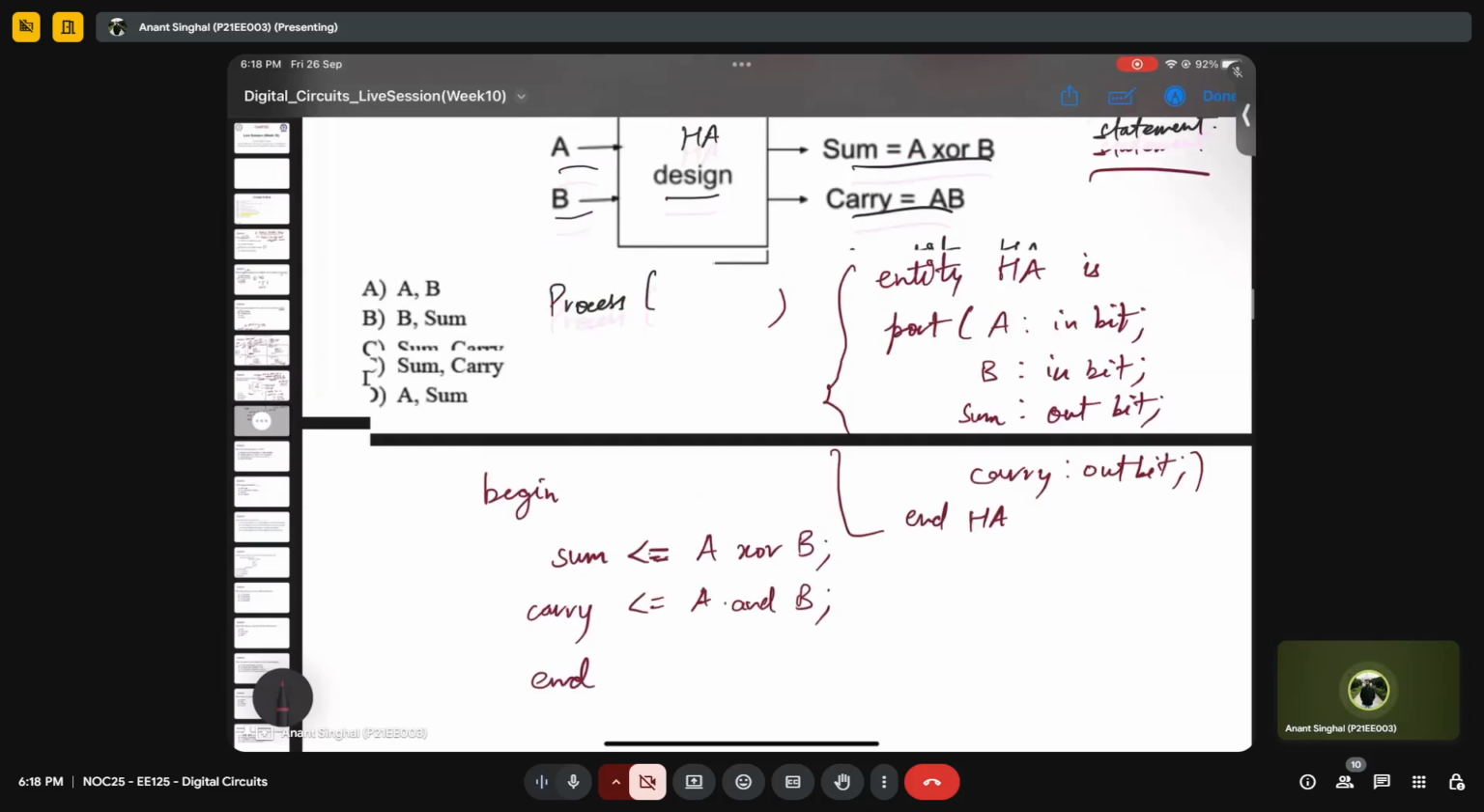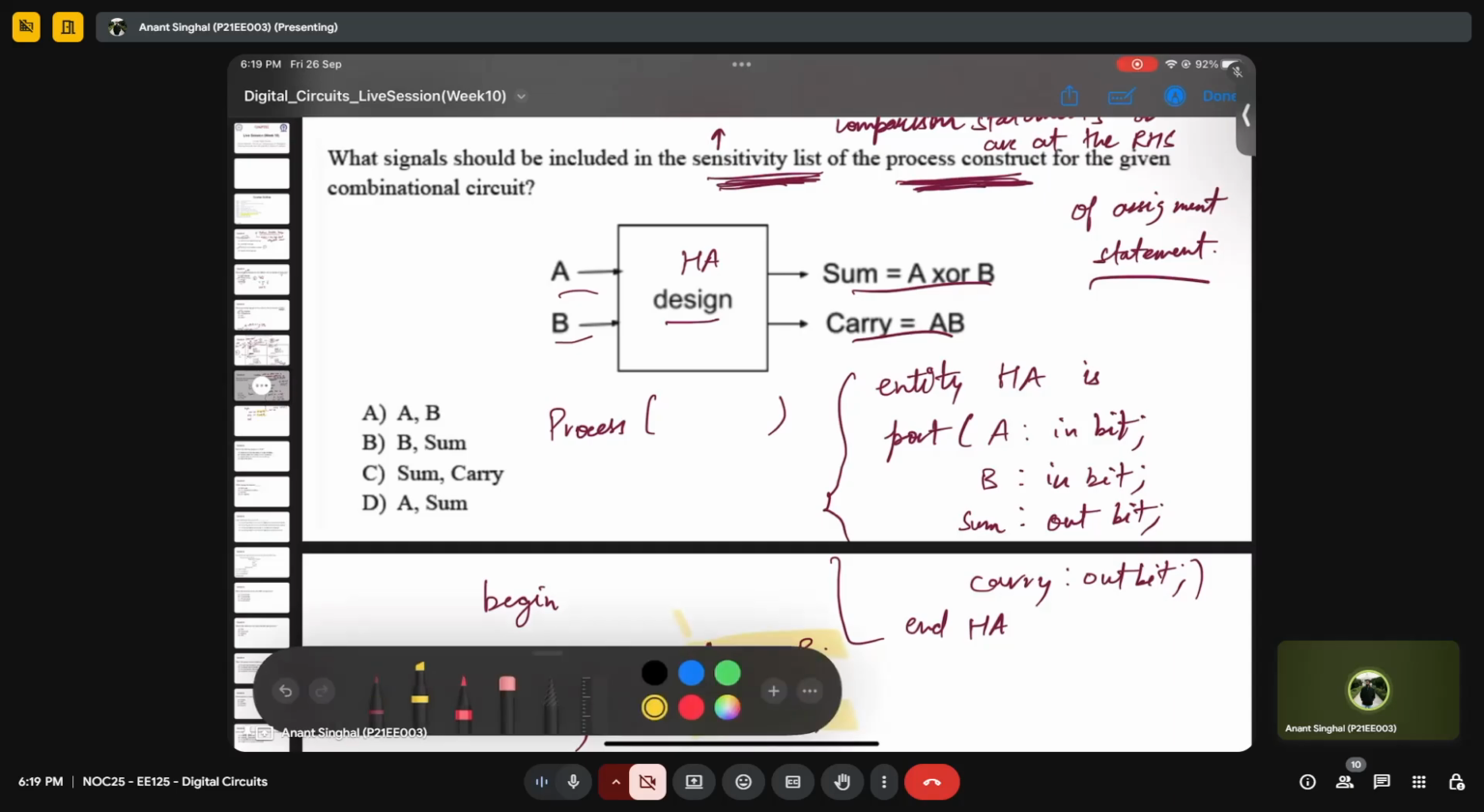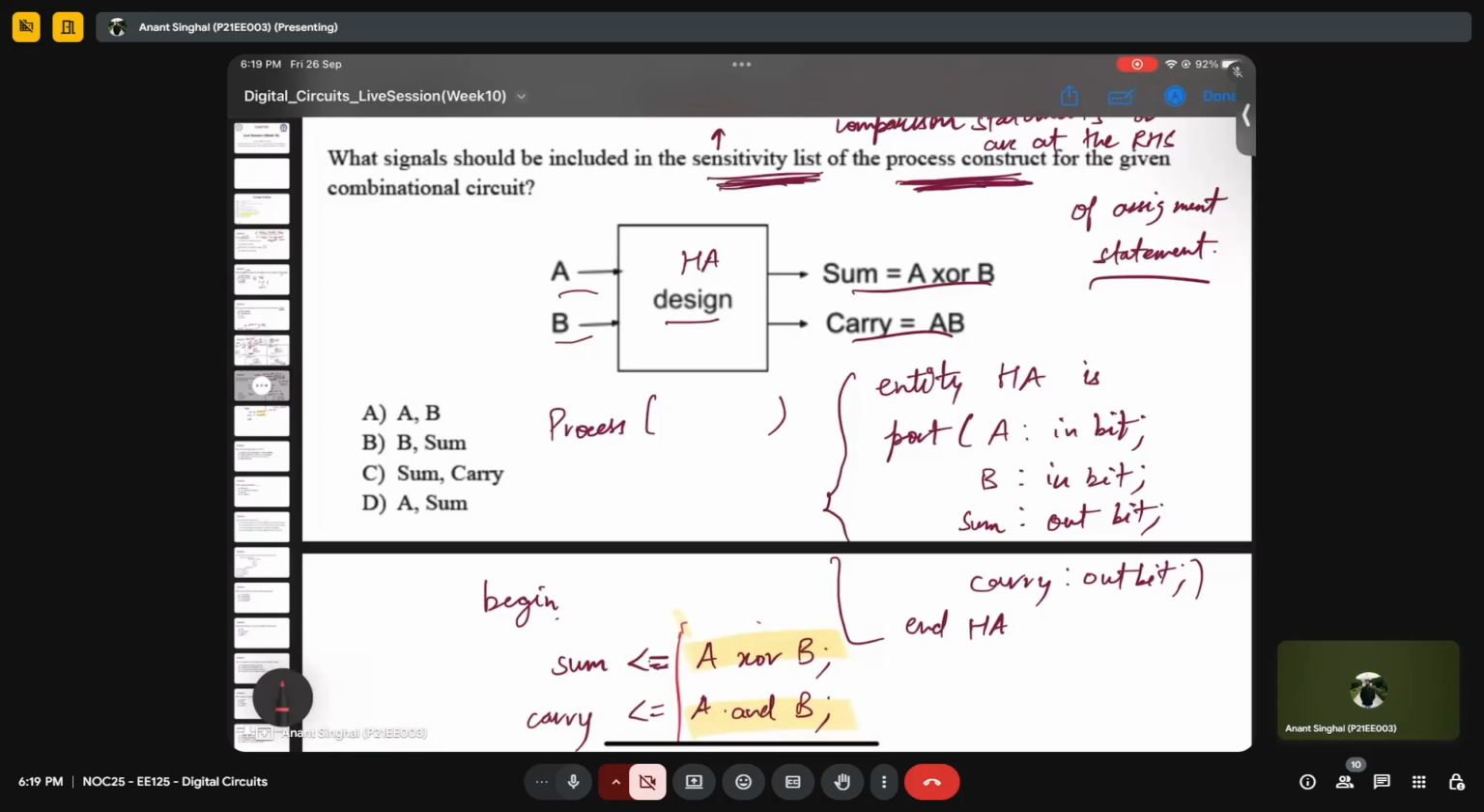Now what are the sensitivity parameters of the process? There can be two things. Either they are on the right hand side, and by right hand side I mean whatever is to the right of the equals to. I think you already know that, this is basic mathematics. Or whatever variables are in a comparison. Comparison could be like if A is greater than B, then the output should be something. So these are the comparison variables, and these could also be in the process list.